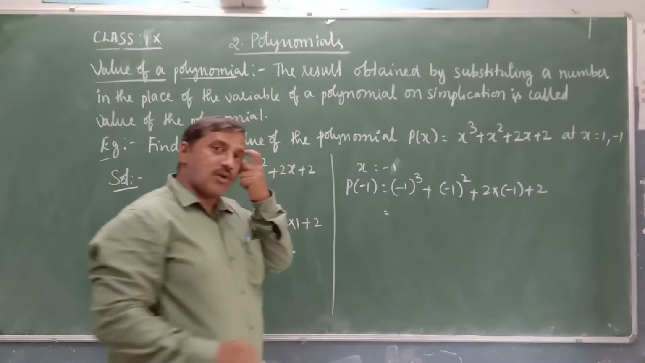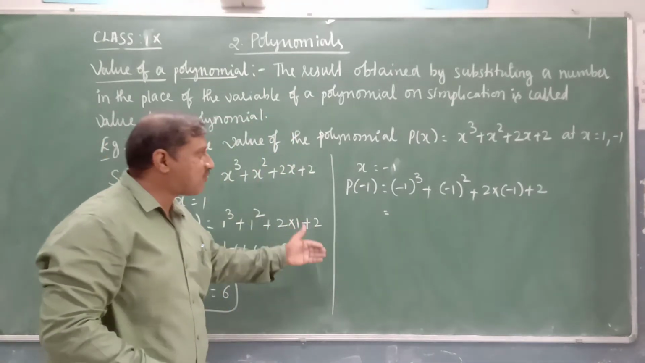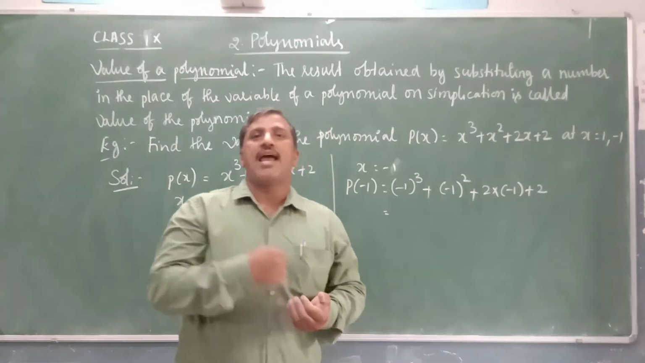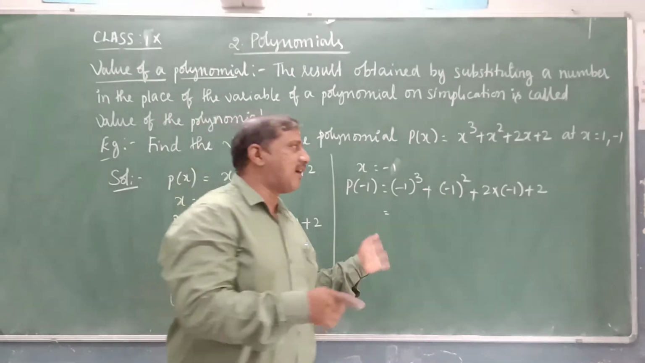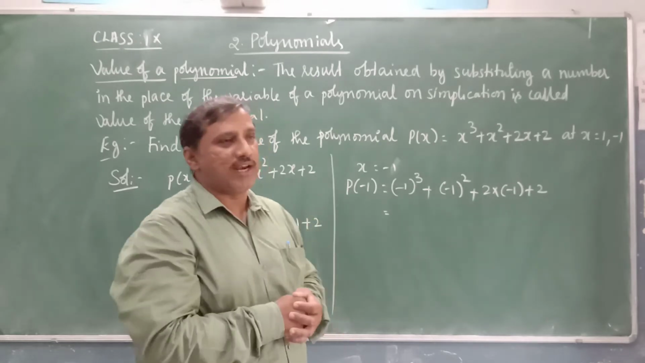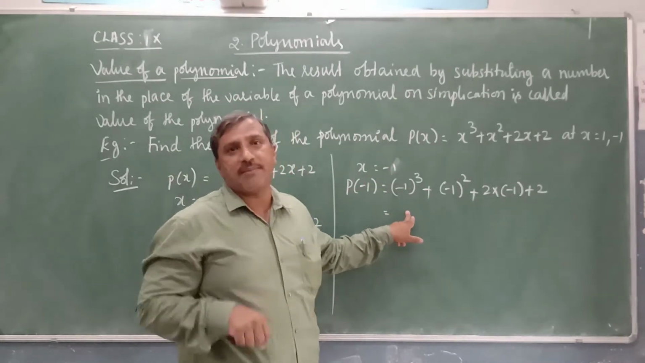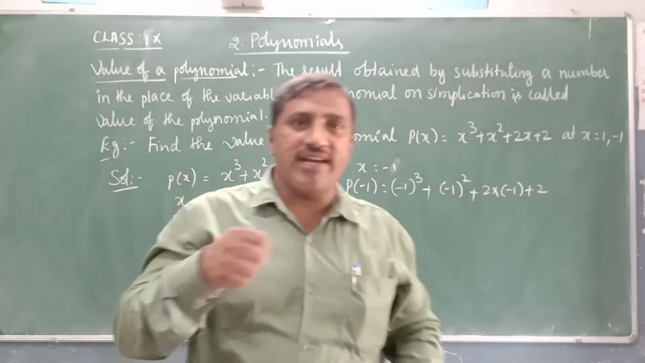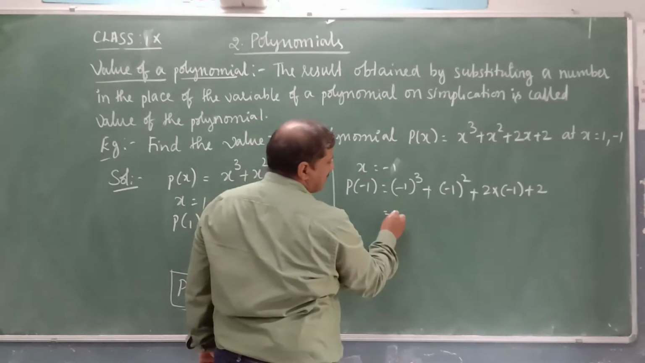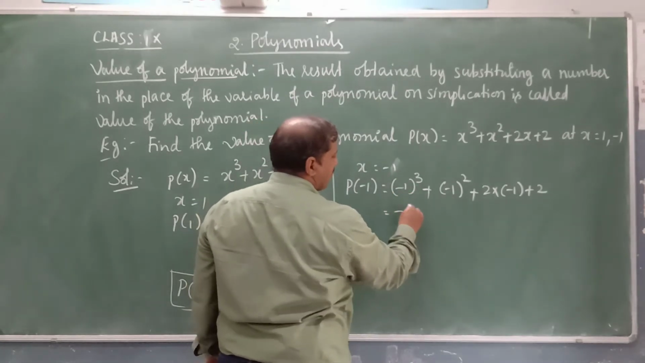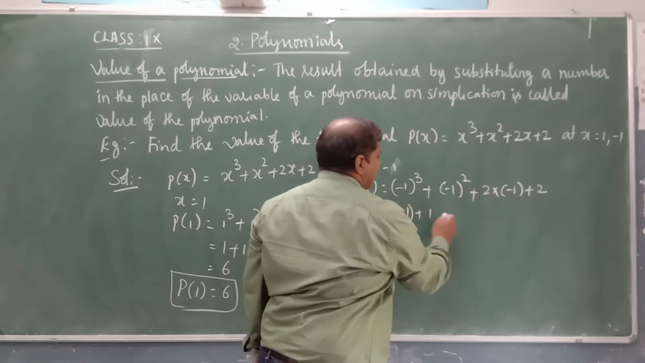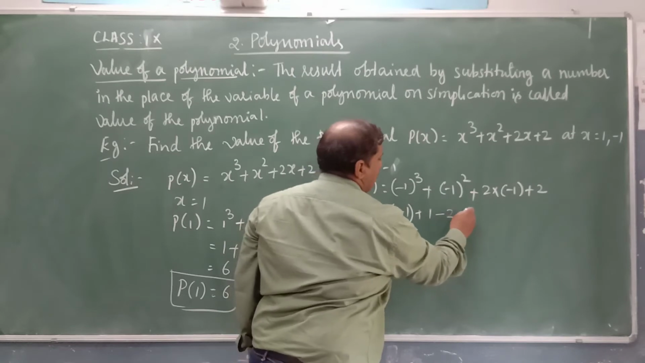Now, minus 1 whole cube means minus 1 into minus 1 into minus 1. We studied in exponents and powers that minus 1 to the power n is plus 1 if n is an even number, and minus 1 if n is an odd number. Here the power is 3, which is an odd number. Therefore, its value is minus 1, plus minus 1 whole square, which is 1, plus 2 into minus 1, which is minus 2, plus 2.